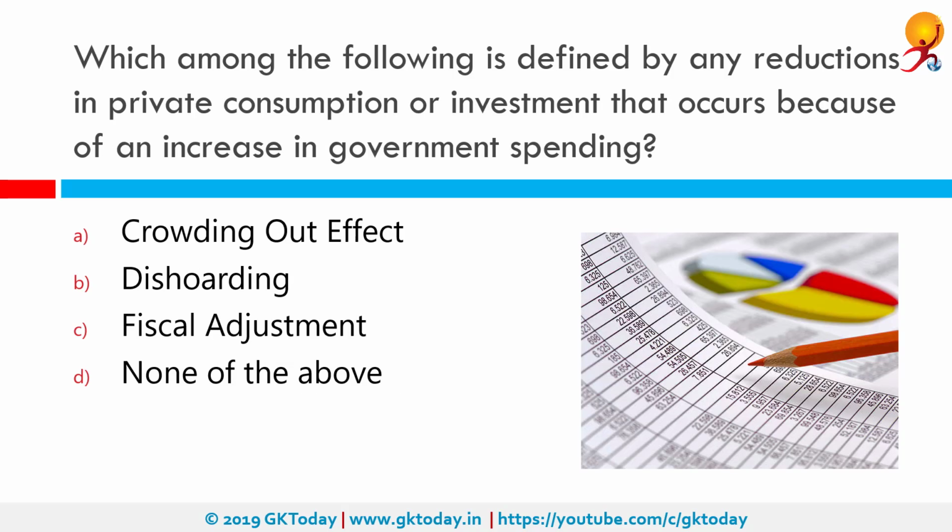Which among the following is defined by any reductions in private consumption or investment that occurs because of an increase in government spending? The correct answer is crowding out effect. In economics, crowding out is a phenomenon that occurs when increased government involvement in a sector of the market economy substantially affects the remainder of the market, either on the supply or demand side of the market.